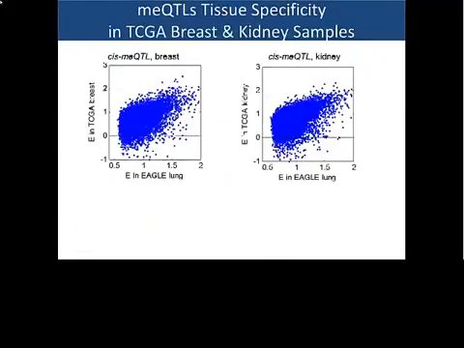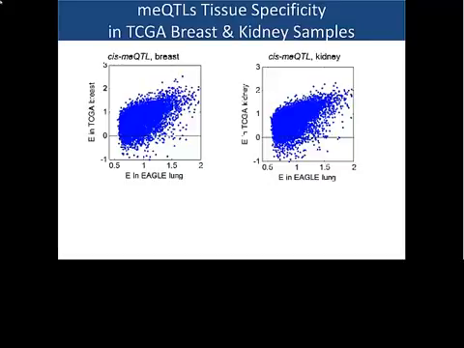As we know, methylation is very tissue specific, so the natural question is whether the genetic control of DNA methylation could also be tissue specific. To answer this question, we did the analysis in independent TCGA breast and kidney tissue samples. We tried to replicate all of the cis and trans associations in these two data sets, and we found again that between breast and lung, and between kidney and lung, the effect sizes across these two studies are highly correlated.